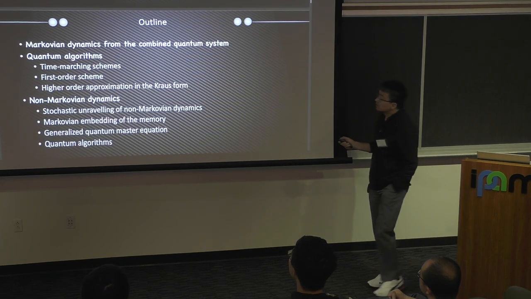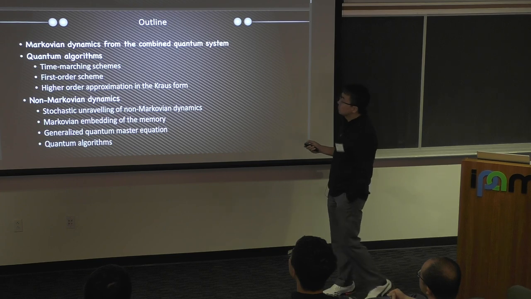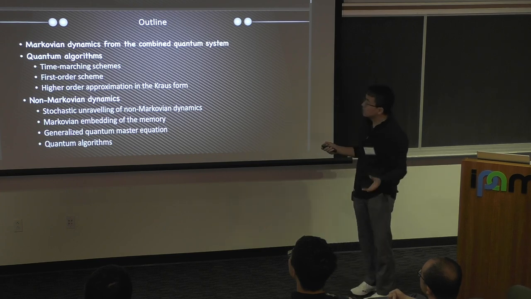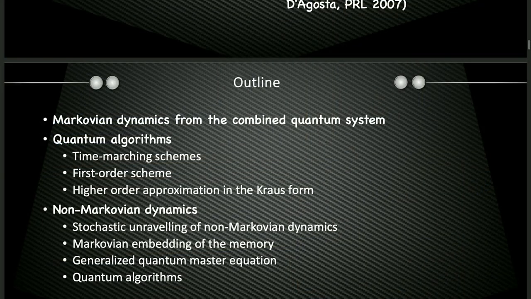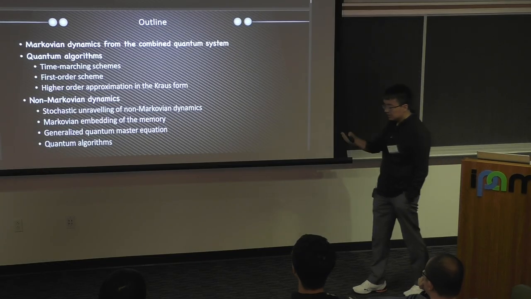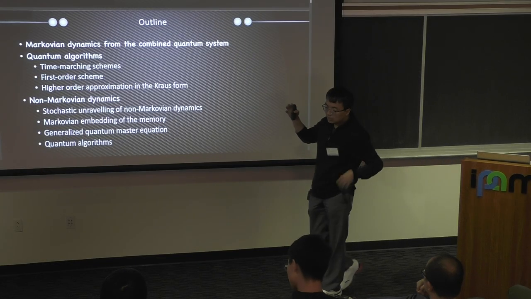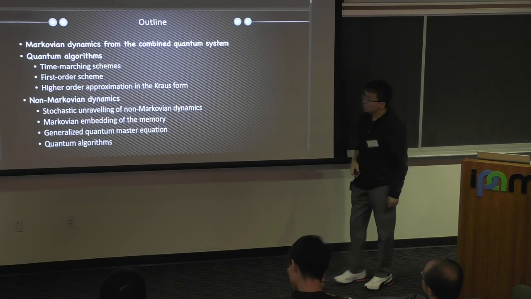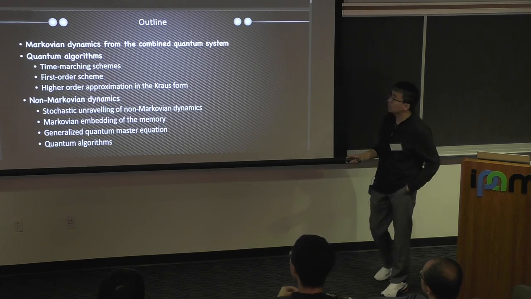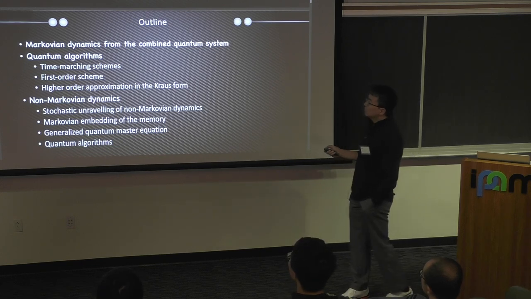Now, the outline of my talk is the following. I'm going to first follow, I think, probably Jian Feng's path, and talk about the Markovian dynamics, how to derive the Markovian dynamics from the combined quantum system. But I'm going to keep this discussion very formal and very short, so that we can see this passage from a combined quantum system to the Lindblad equation.